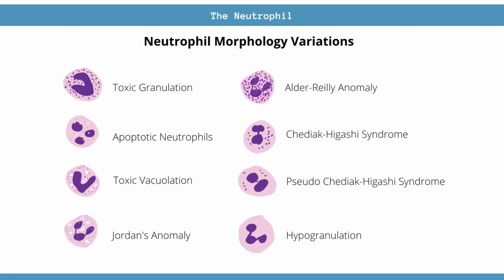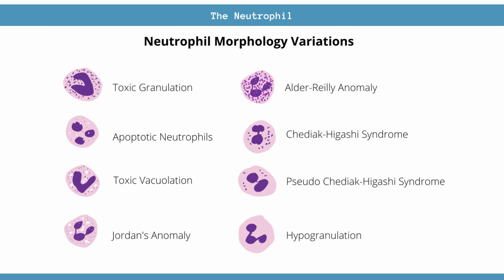These are some examples. In toxic granulation, neutrophils have dark staining granules as a response to inflammation. In Alder-Reilly anomaly, the granules resemble toxic granulation due to partly degraded mucopolysaccharide deposits. Apoptotic neutrophils involve cell shrinkage, nuclear fragmentation and loss of cytoplasmic granules. This is usually a natural process.